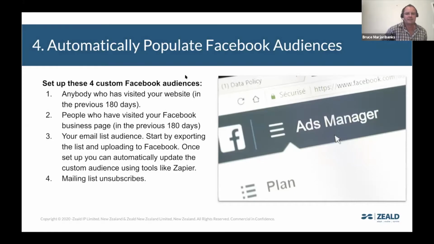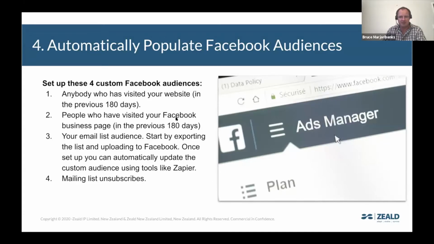Okay, so these are the 4 main audiences I'd say get going straight away in Facebook, so that you can use them in your marketing. These will automatically populate. The first one is if they visited your website. 188 days is a suggestion. It's not critical. If you thought 7 or 30 was better, just do it. But you need these ones because these are all your best buyers.